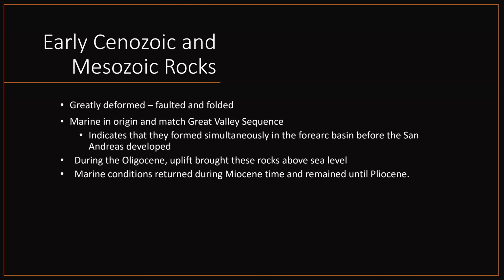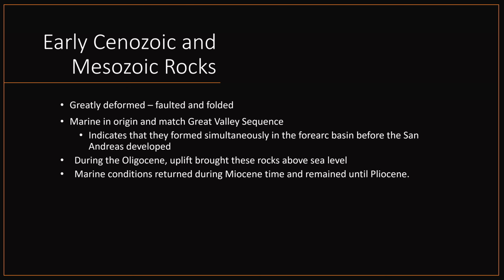In the early Cenozoic and Mesozoic, we saw rocks that were greatly deformed by faulting and folding. They came from the marine basin, basically, that existed before California existed. We talked about that with Klamath Mountains. And they match some of the Great Valley sequence. So they seem to be similar rocks, but they have been severely deformed.